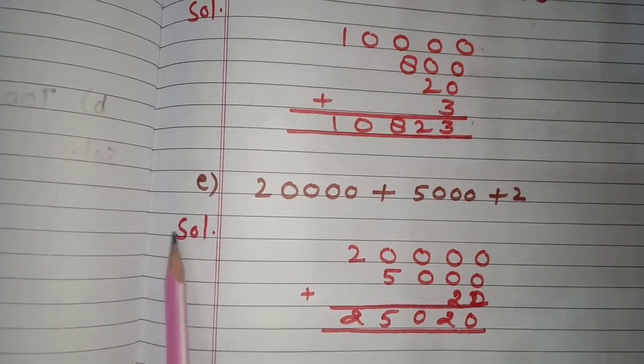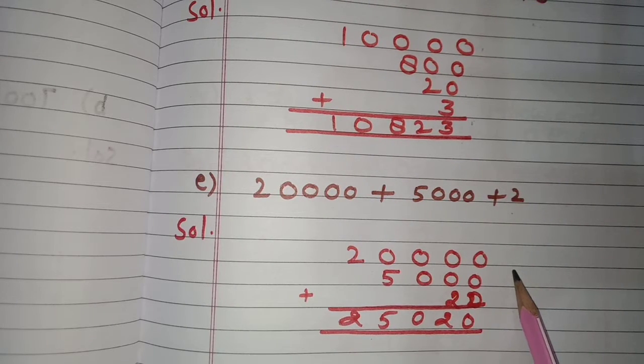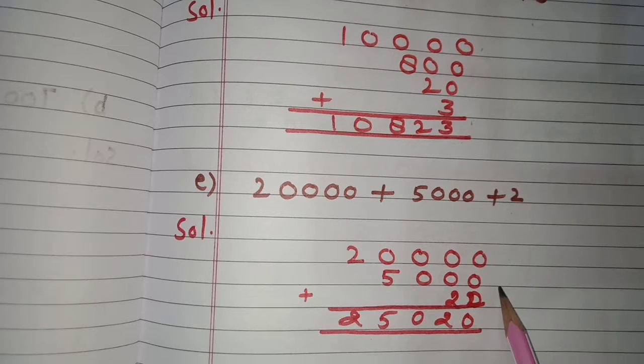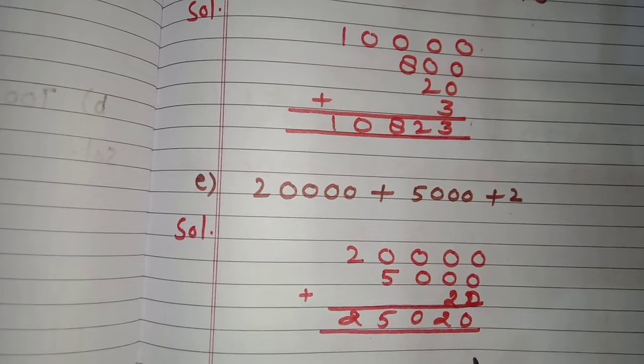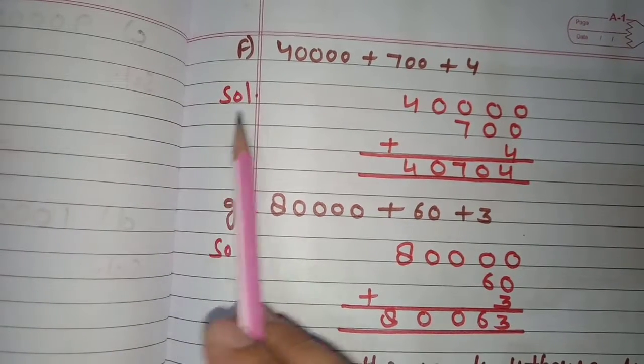Now next is part E. 20,000 plus 5,000 plus 20. Now write them in the column form and add. 20,000 plus 5,000 plus 20 will give you 25,020.